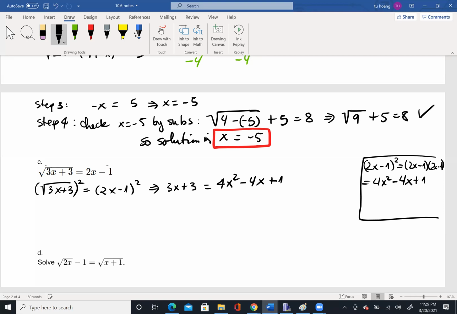So now we move to step number 3, which is solving this equation. In order to solve this equation, you need to move everything to one side. So I decided to move all the left side to the right side, because I have the right side with 4x squared, which is the leading term with a higher degree. So I decided to stay here, and I move the 3x and the 3 over, subtracting 3x and subtracting 3 from both sides.